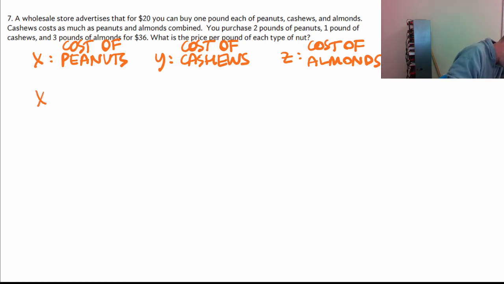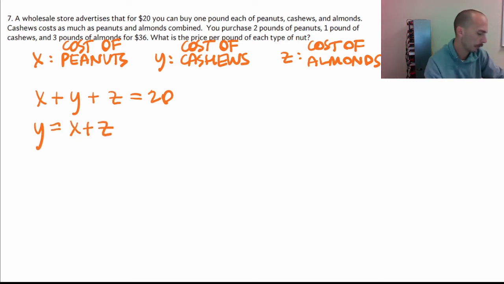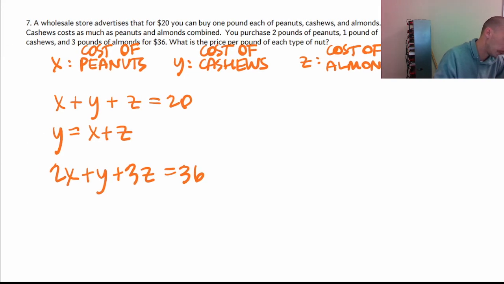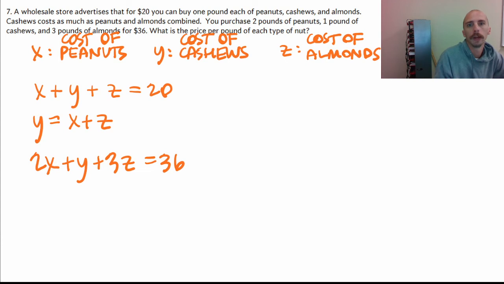So 1 pound of X plus 1 pound of Y plus 1 pound of Z, that's going to equal $20. Cashews cost as much as peanuts and almonds combined. So that means Y equals X plus Z, right? If you combine the cost of peanuts and almonds, that's X plus Z, you're going to get the cost of cashews, that's Y. Okay, you purchased 2 pounds of peanuts, 1 pound of cashews, and 3 pounds of almonds, and that costs $36, and we want the price per pound of each type, right? So we want X, Y, and Z.